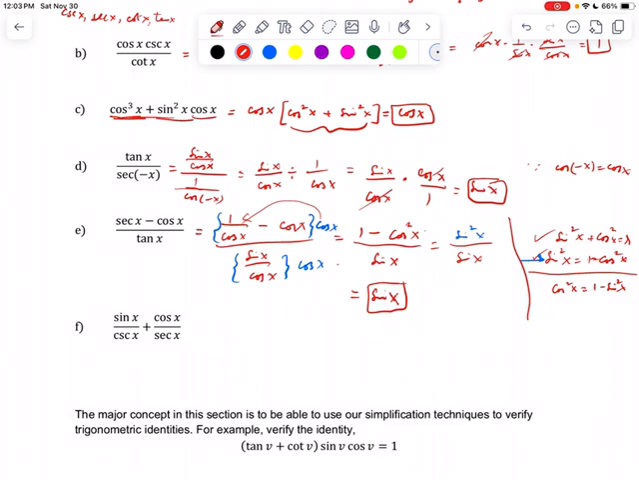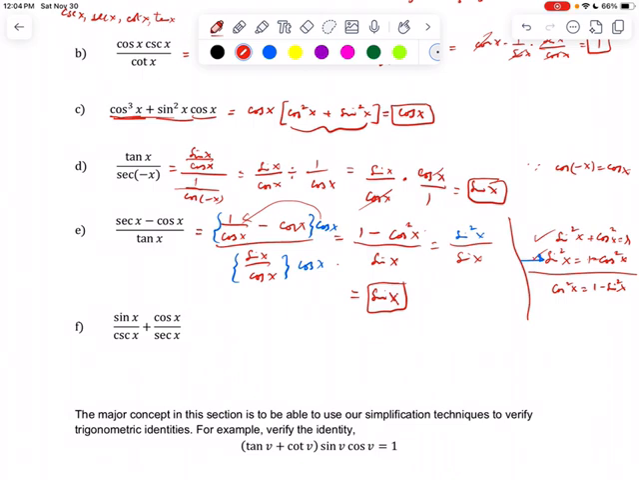So let us see number F. So what should we do? Well, it makes sense to take the common denominator and get it into one fraction, but before we do that, should we change our cosecant and secant to sine and cosine? Yes, we should do that.